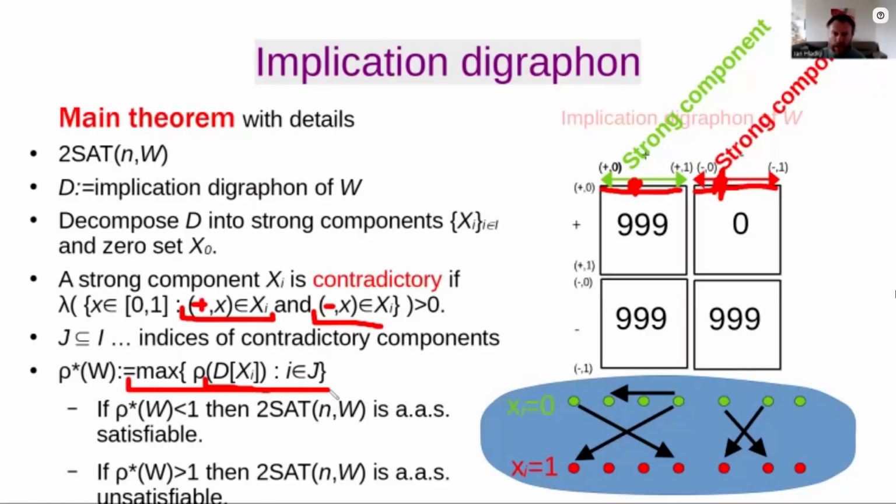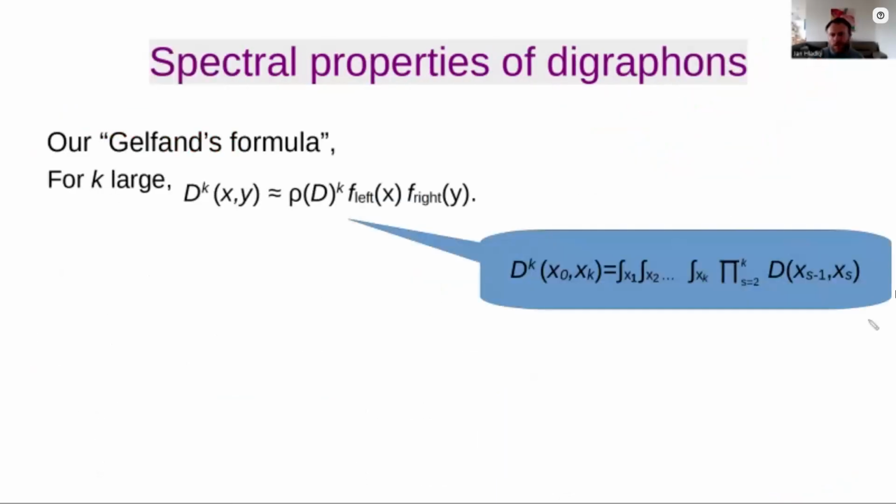So now I believe I explained all the definitions for the main theorem to make sense. Okay, so the statement of the main theorem should be clear now. And what I want to do is give you a hint of the proof. And so what is the setting? The setting is that we are looking at a digraphon and we are generating a random graph from it. And we want to see whether there are cycles, contradictory cycles perhaps.